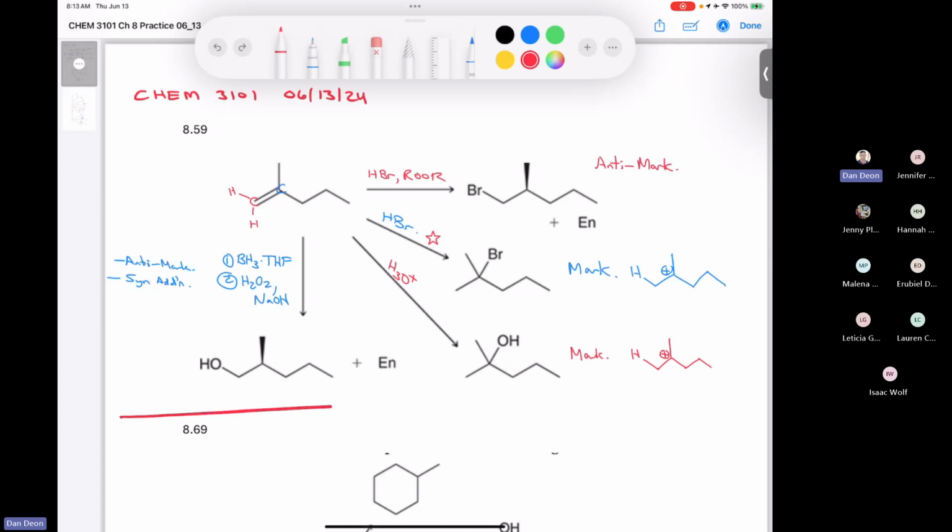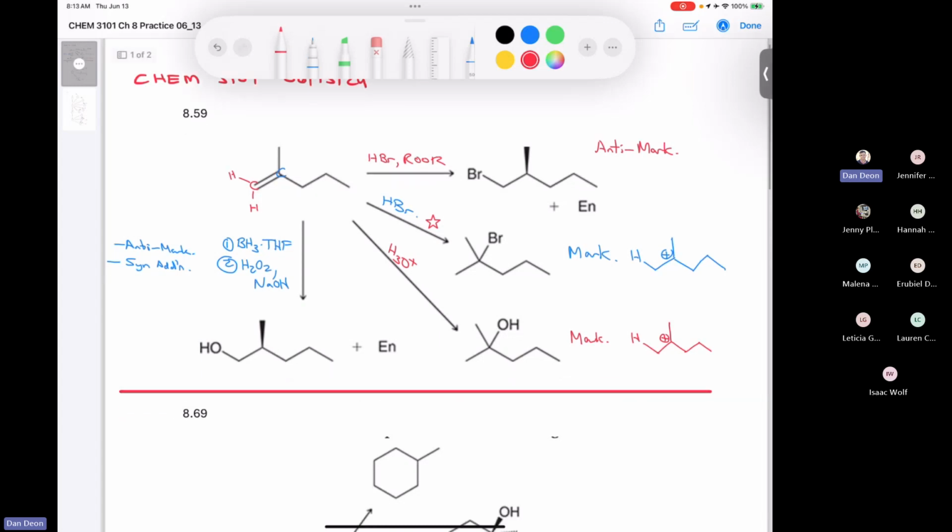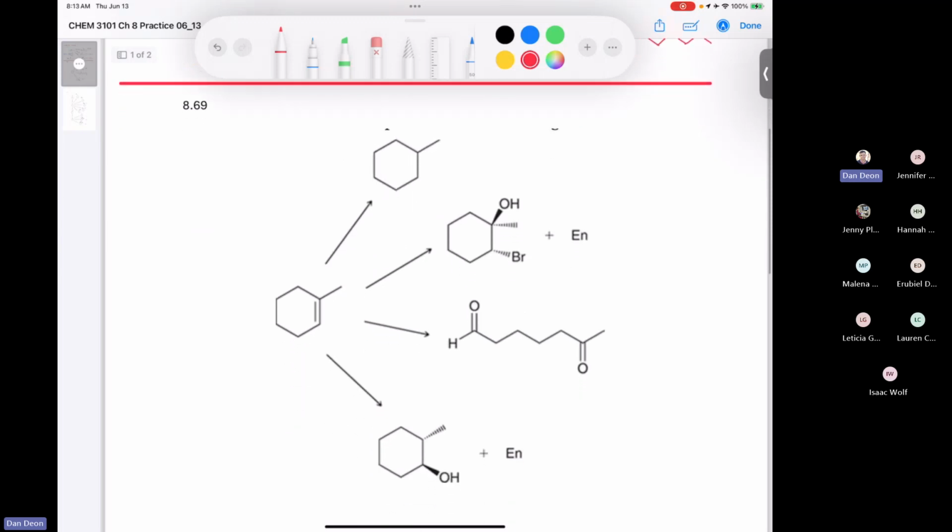All right, so we finished that one. Let's move on to 8.69, and it's just a little bit more practice of the same thing. So this next one here, we're taking an alkene and we're converting it to an alkane. And so that's a hydrogenation reaction. For a hydrogenation reaction, we're going to need hydrogen and some kind of metal catalyst. We can use palladium, platinum, or nickel. I'll choose platinum just for fun. But again, this is hydrogenation, which also occurs via a syn addition. Again, it's not relevant in this one because there's no stereocenters in this product.